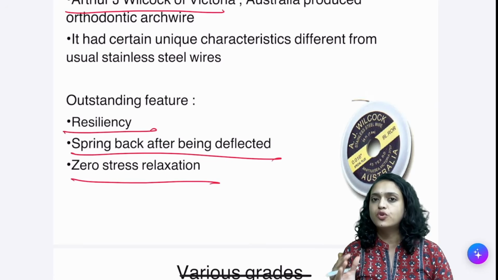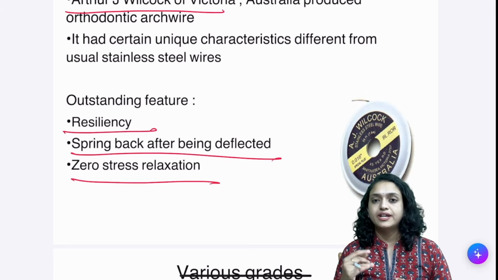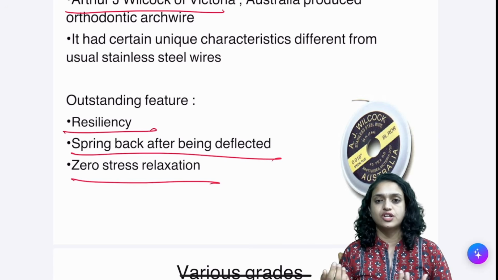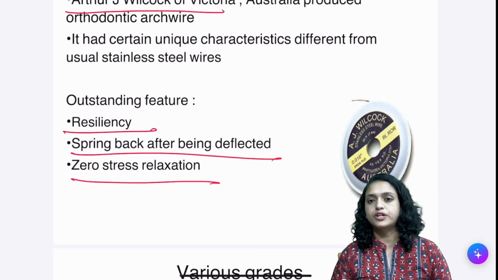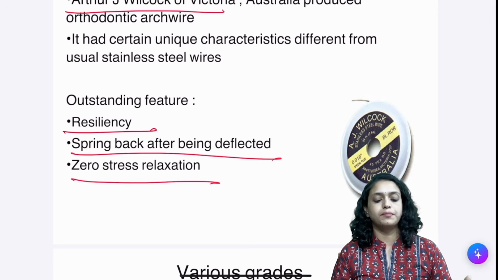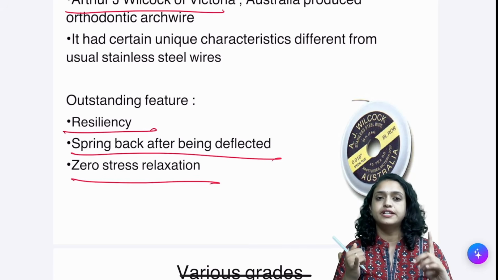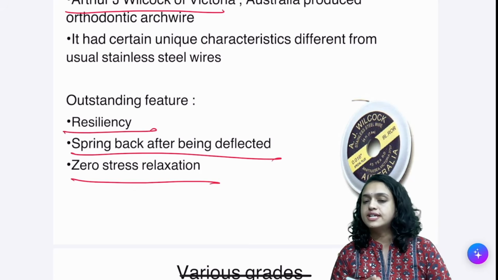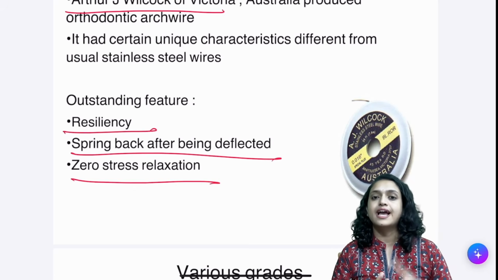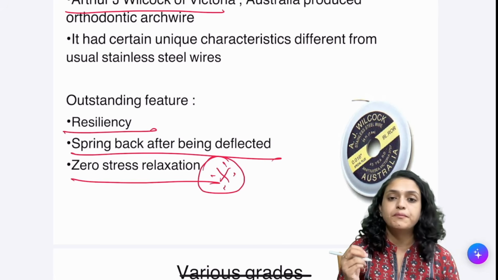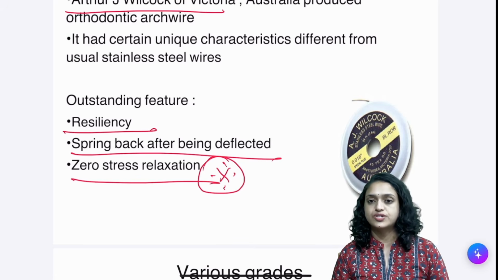So this is a very good property for making springs, cantilever springs, intrusion arches, everything. It's a very important material that you can use to make these appliances. So this Australian orthodontic arch wire has good resiliency, good spring back, and zero stress relaxation. It is a very important property. No other wire has this zero stress relaxation property.